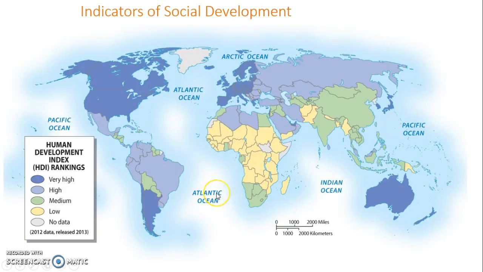Here we see the Human Development Index that includes not only how much money or how much development each country has, but how well it takes care of its population. So we see that countries like Chile and Argentina, which are not the highest developed countries, still have a high human development index.